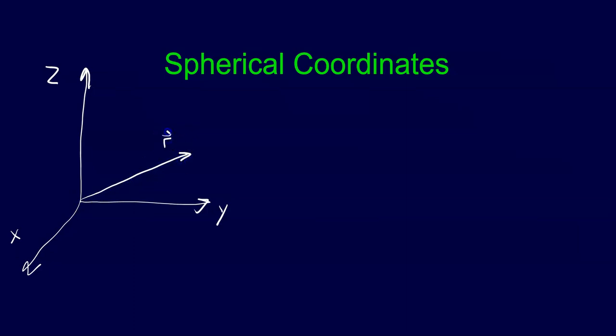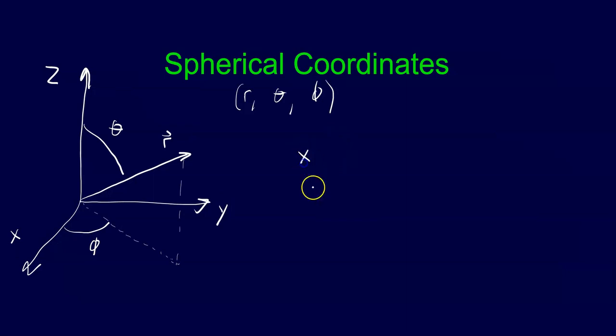So if we have our vector r here, then we have 3 coordinates, r, theta, and phi. R, of course, is the length of that vector. Theta is the angle coming down from the z-axis. And if you were to look at this vector in the xy plane, sort of like this here, then phi would be the angle here coming from the x-axis.